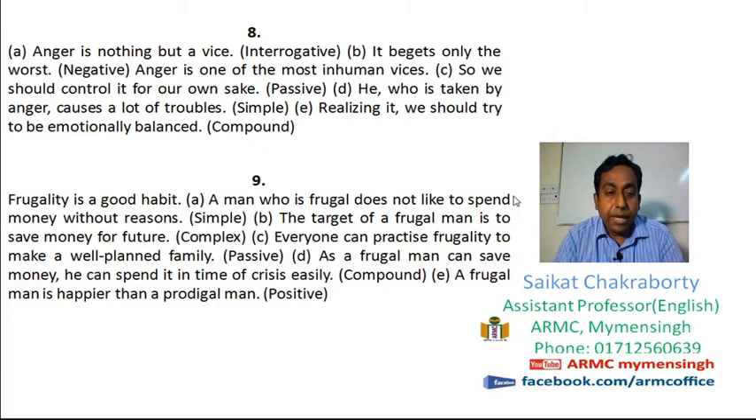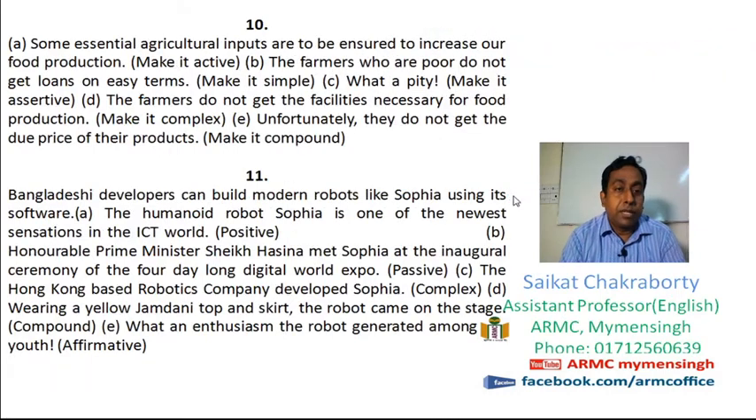As a frugal man can save money, he can spend it in time of crisis easily. Now we can say a frugal man can save money and spend it in time of crisis easily. A frugal man is happier than a prodigal man. Positive. To make it positive, we will have to bring the object at the beginning of the sentence. So we can say a prodigal man is not as happy as a frugal man. Then come to the next number 10.